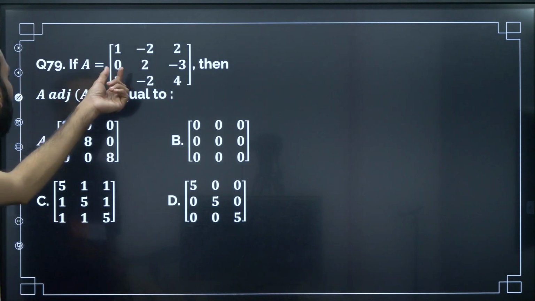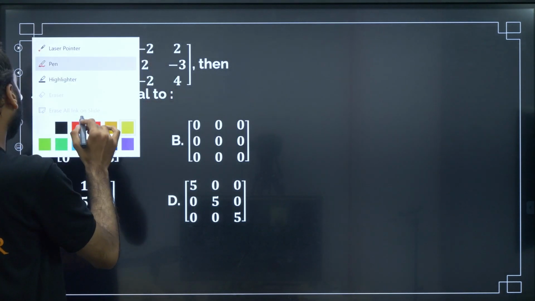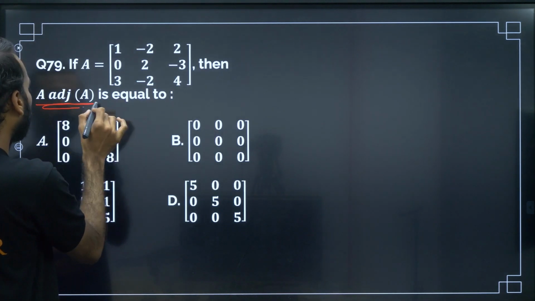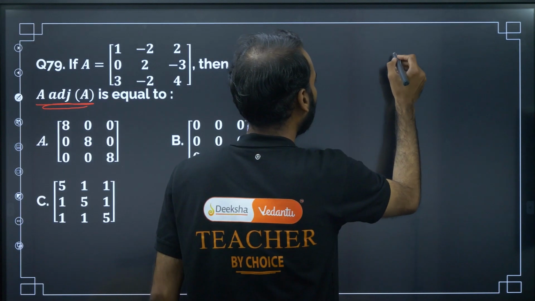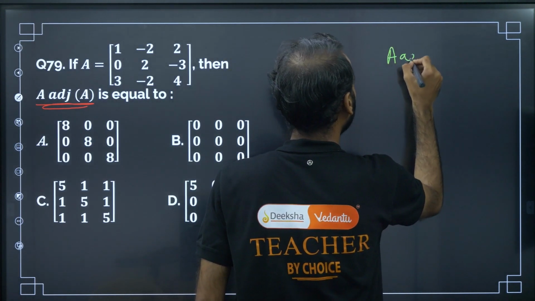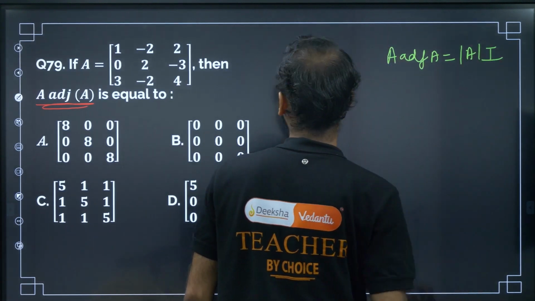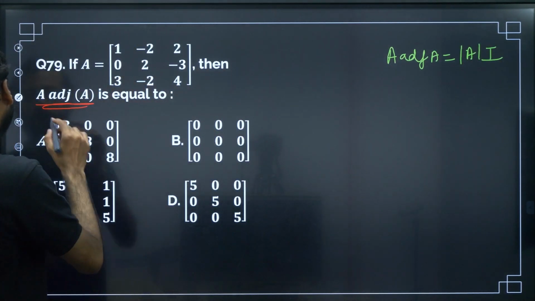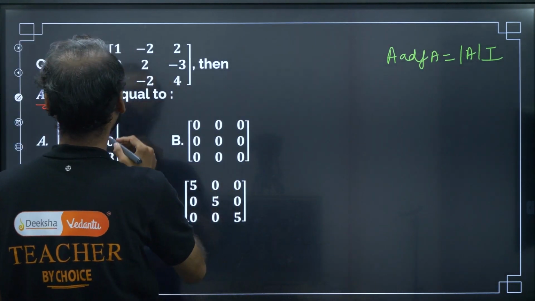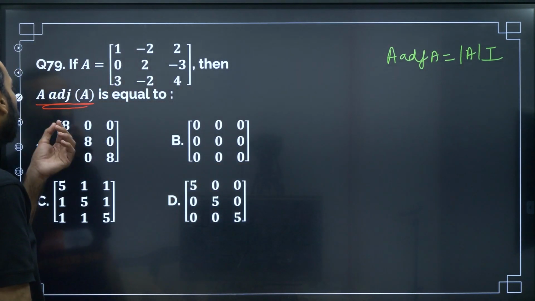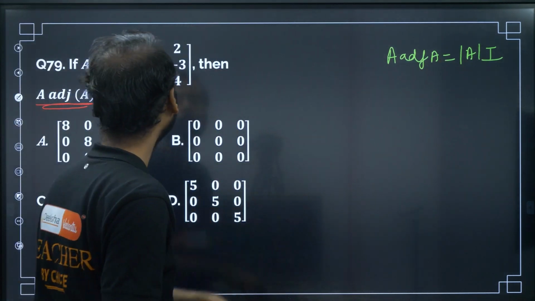If A is equal to minus 1 this, then A adjoint of A is equal to. They are asking to find this A adjoint of A. Now A adjoint of A, one synopsis point you should be knowing. A adjoint of A is equal to det A into I. You can find adjoint of A and that, or else properties of determinants. If you use this will be much better.